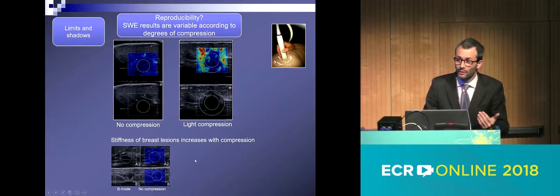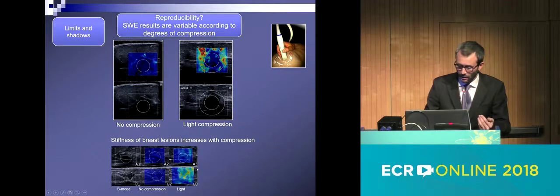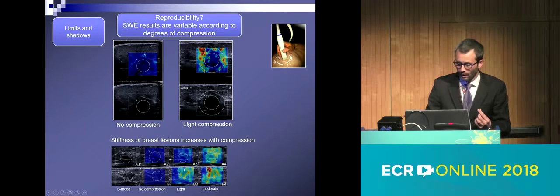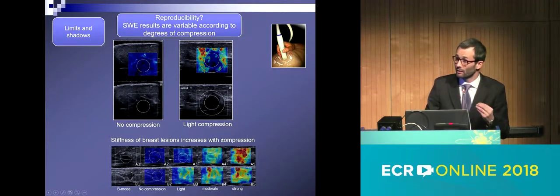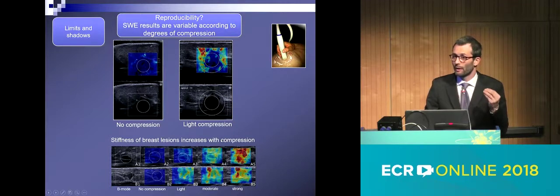And if you apply increasing degrees of compression, you have progressive change in stiffness. So here, with a slight compression, you make the difference between the benign and the malignant lesion. But if you apply a strong compression in a benign lesion, you will get stiffness there. So the results you get are associated with the clinical condition, and in particular the compression you apply on the probe when you do the ultrasound.